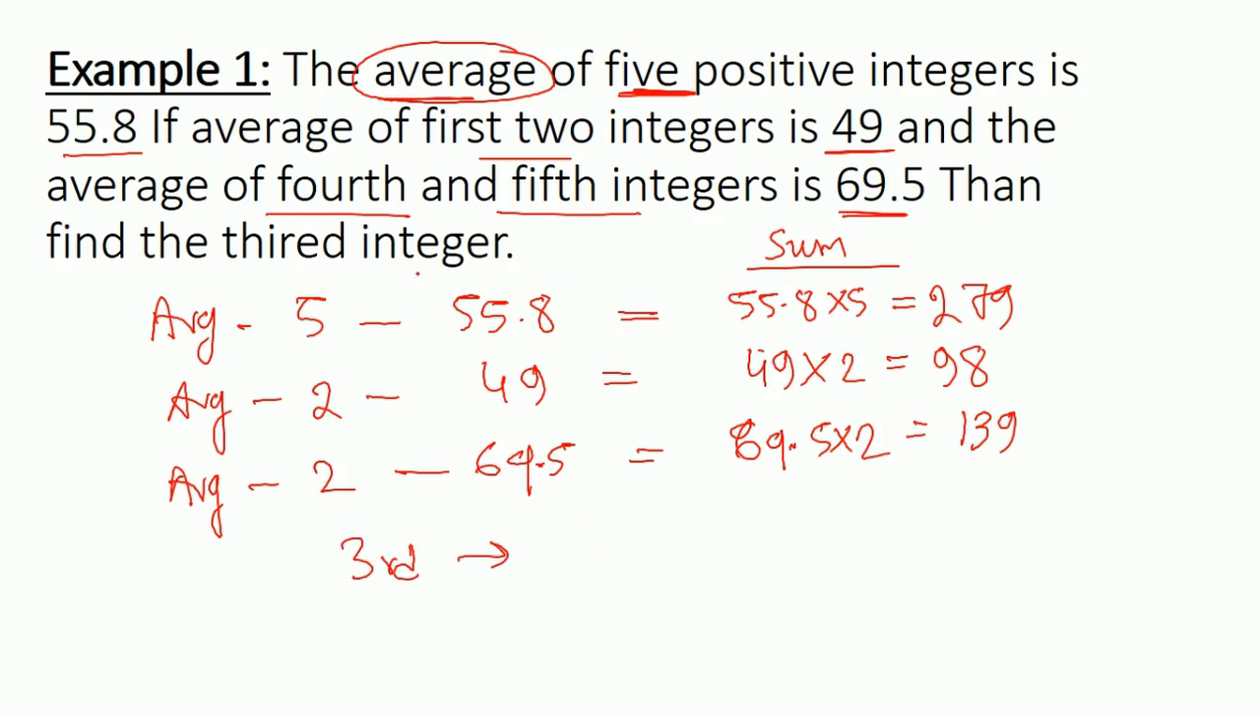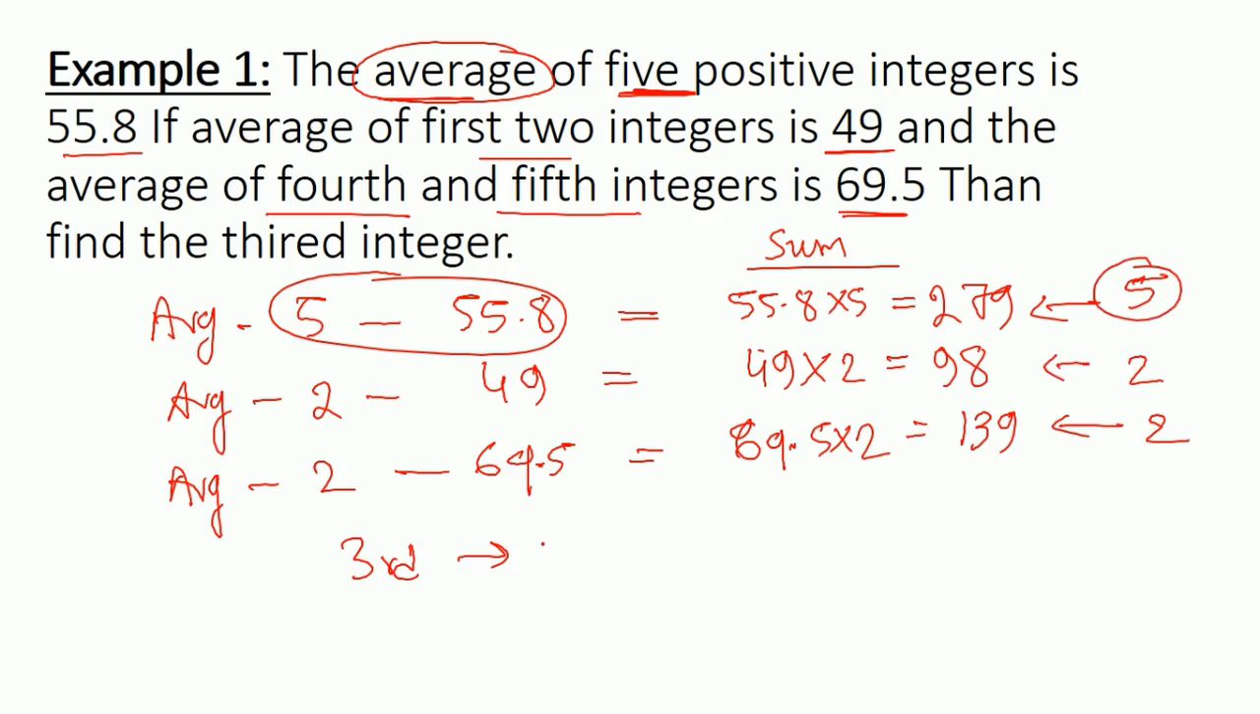You know the sum of 5 numbers, which is this one. This is the sum of only 2. This is the sum of the other 2. So obviously if you subtract the value of these two numbers, that is 98 plus 139, from the sum of 5 numbers, that is 279, you are going to get the third number quite easily.